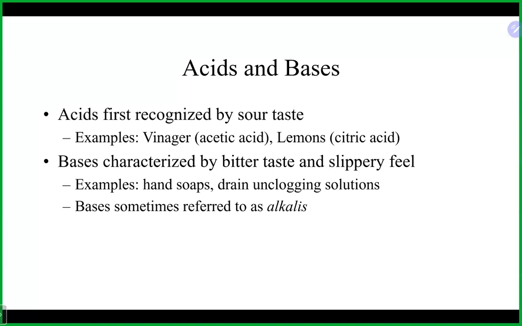A lot of hand soaps, Drano, that type of unclogging solution, are basic. A lot of bases are referred to as alkaline or alkalized. As we probably talked about previously, on the periodic table, group 1, the alkali metals, and group 2, the alkaline earth metals, are where a lot of our really strong bases come from. Those 2 groups essentially have hydroxide with them.